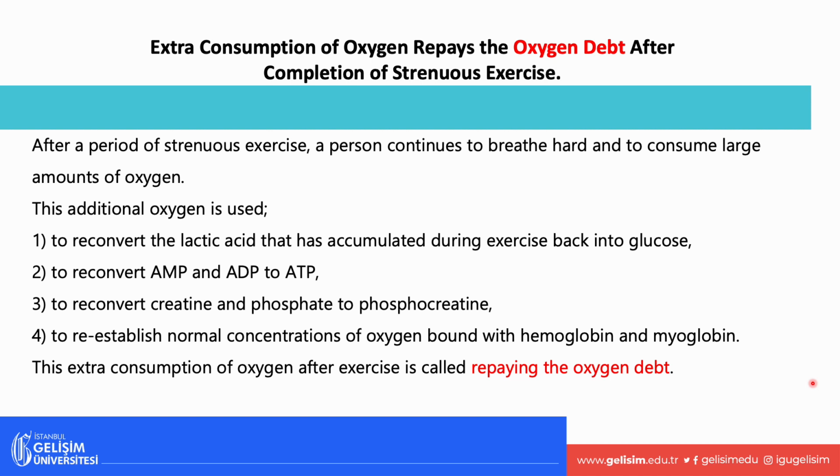Again, remember, this is used for energy. And the third is to convert creatine and phosphate back into phosphocreatine, which helps generate ATP during muscle contraction. Finally, the body needs to restore normal levels of oxygen bound with hemoglobin as well as myoglobin. All of this extra oxygen consumption after exercise, we call repaying the oxygen debt.